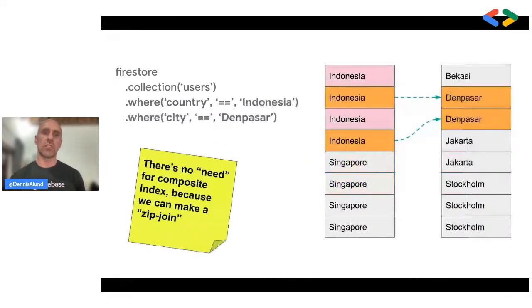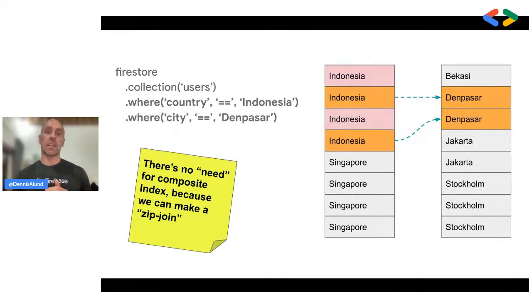The nice thing with Firebase is also that you can do this composite. You don't need to make composite indexes in order to make this zip join. So as long as you do equality checks, such as get all the users that live in Indonesia and in the city of Denpasar, Firestore allows us to first fetch all the users that are ordered by Indonesia, and then we can also zip join it with those who have the city of Denpasar. And this is actually quite performant regardless of how big the database gets.